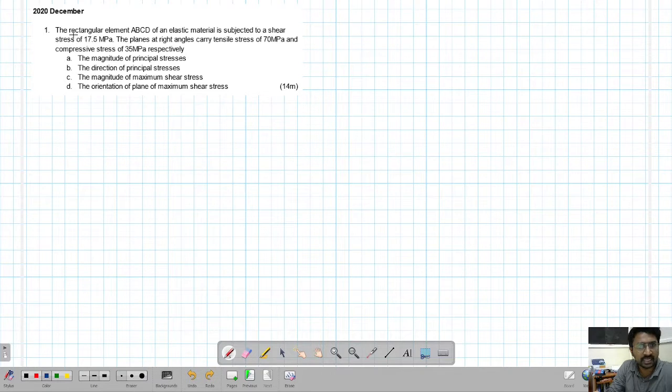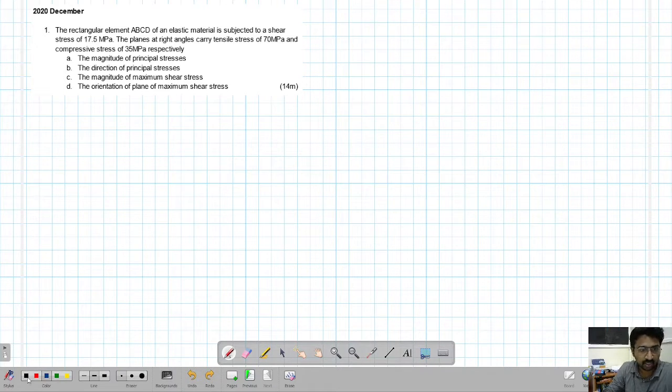The problem reads like this. Rectangular element ABCD of an elastic material is subjected to a shear stress of 17.5 MPa. The planes at right angles carry tensile stress of 70 and compressive stress of 35 MPa. You have to find magnitude of principal stresses, direction of principal stresses, magnitude of maximum shear stress, and the orientation of the plane in which the shear stress is maximum.